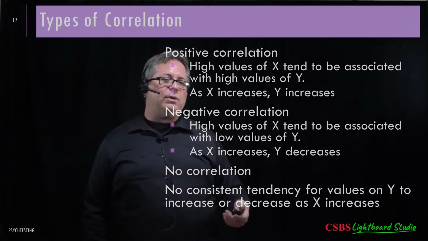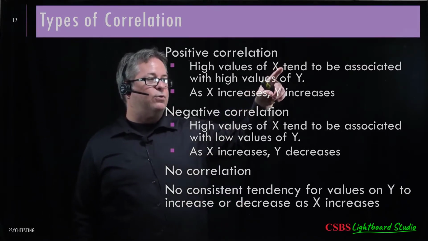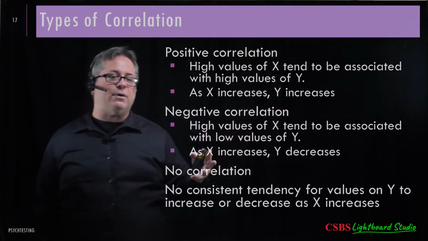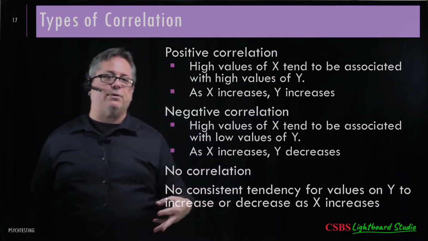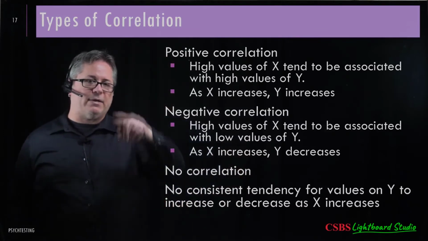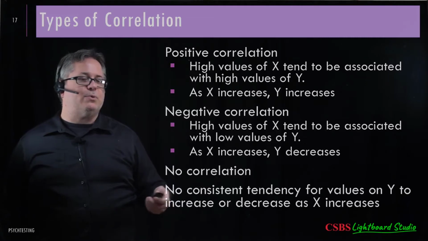Then you get no correlation. No correlation means that sometimes high X goes with high Y, but other times high X goes with low Y. There's no pattern. So a zero correlation really means there's no consistent pattern of how X and Y relate to one another, which comes back as basically being all over the place. So there's no consistent value.